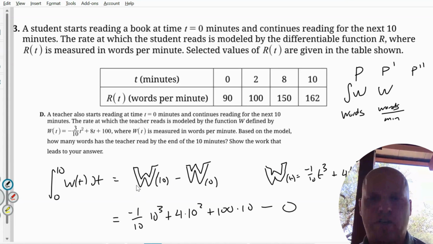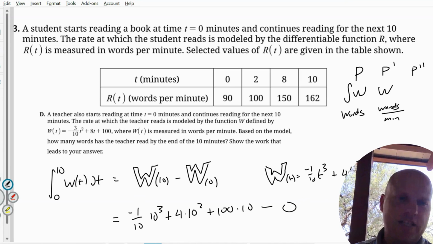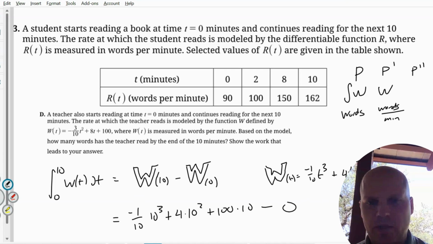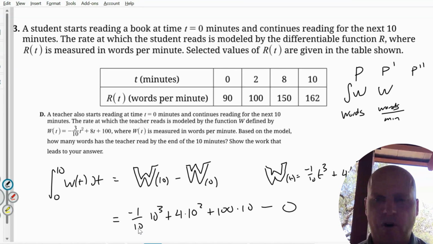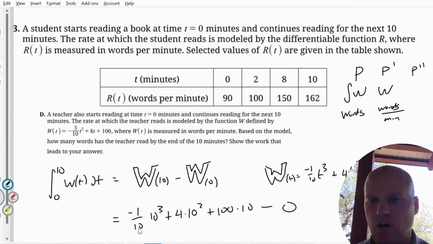You need super W of 10 minus super W of 0. That's what I call the antiderivative of W, especially when W is already a capital letter, you know? So I said super W of t is that. And when we subtract, we don't need the plus C. Don't simplify, just plug in 10. And when you plug in 0, you get 0. And this is the amount of words read. And if you simplified, you wasted time.